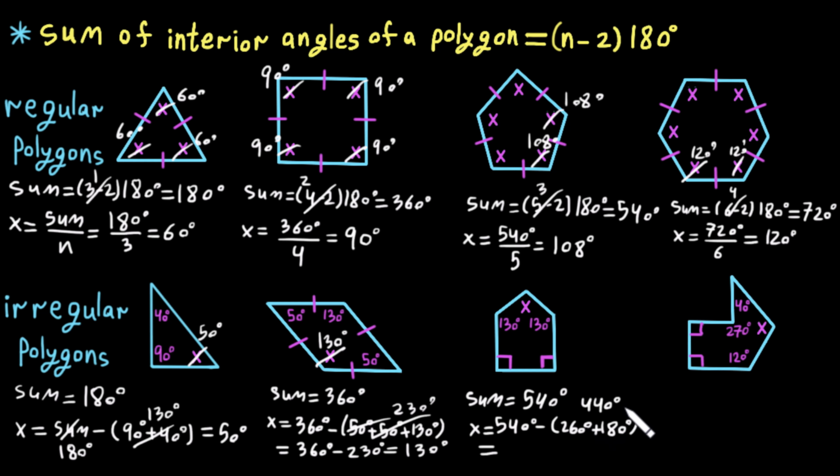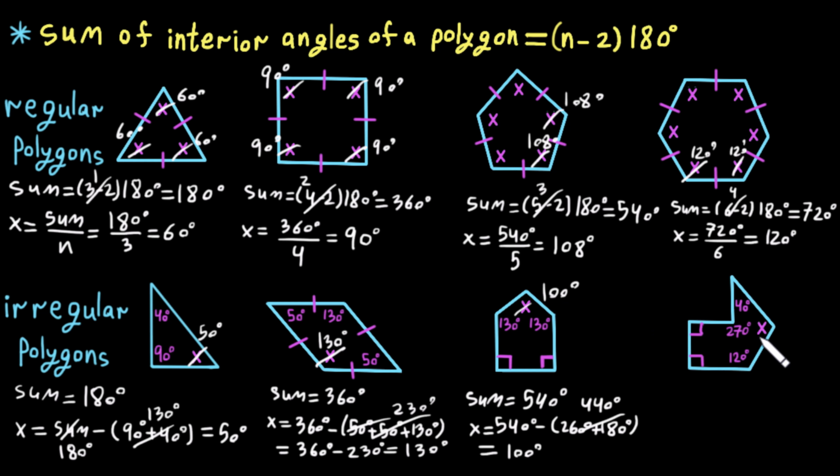440 degrees. Now, if we subtract 540 minus 440, it will be 100 degrees. So the value of this x equals 100 degrees. Of course, this shape is like a house. So here in the top roof, the angle is equal to 100 degrees.